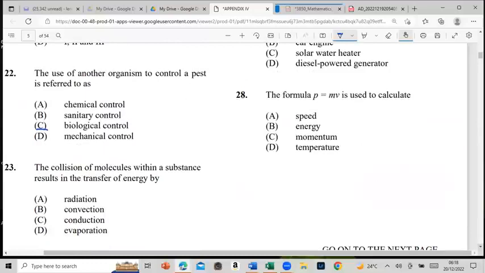23. The collision of molecules within a substance results in the transfer of energy by, is it A, radiation, B, convection, or D, conduction. I'm not going to go any further, but it's conduction. Could never be evaporation.